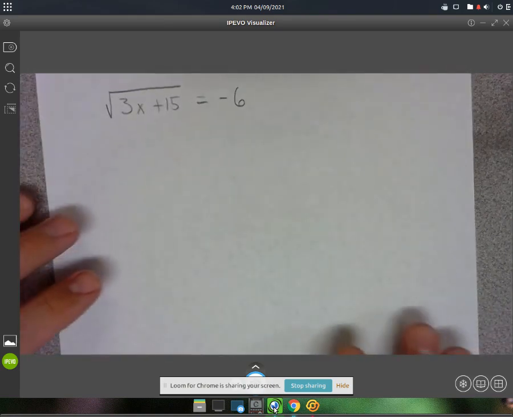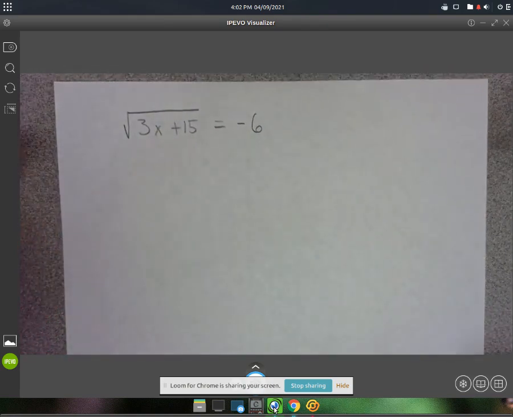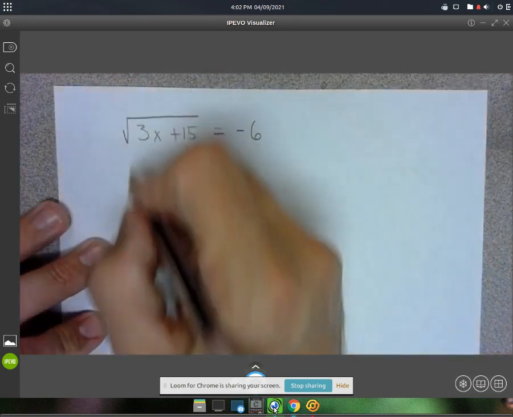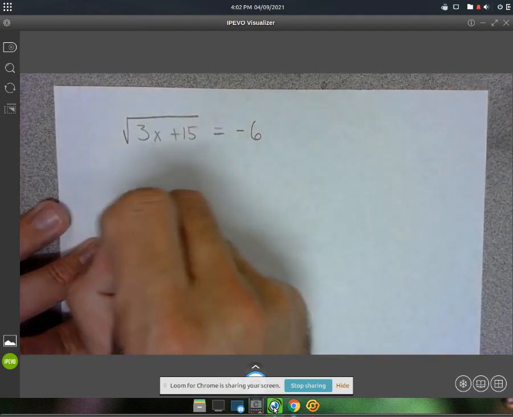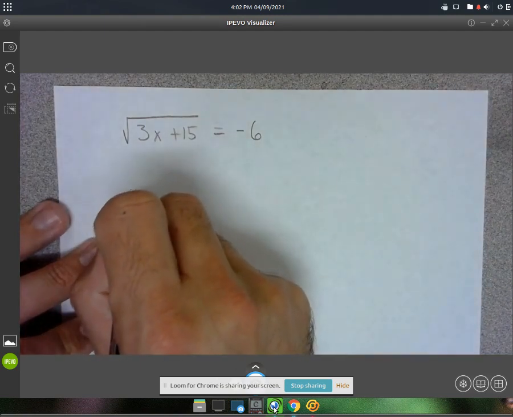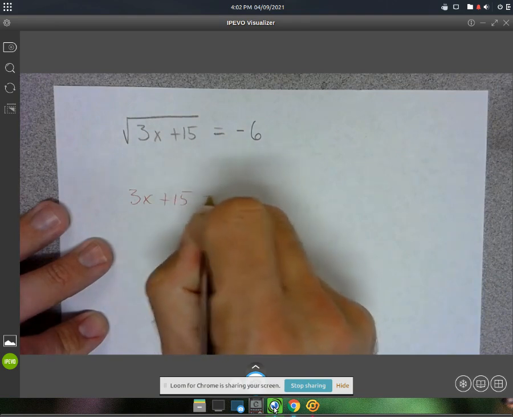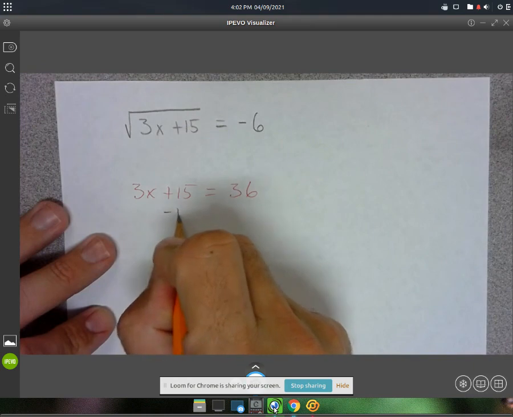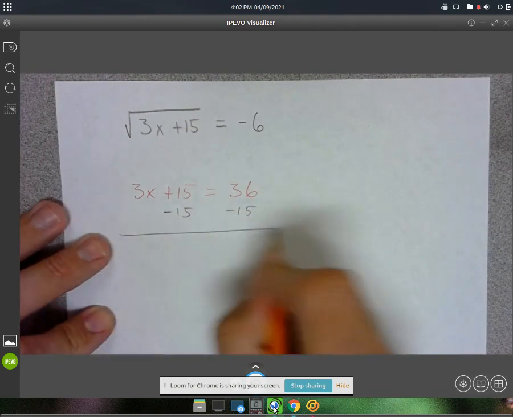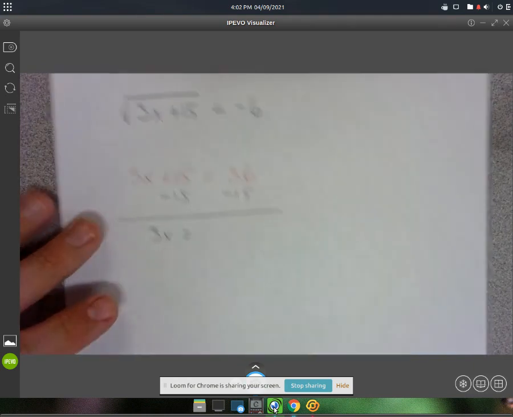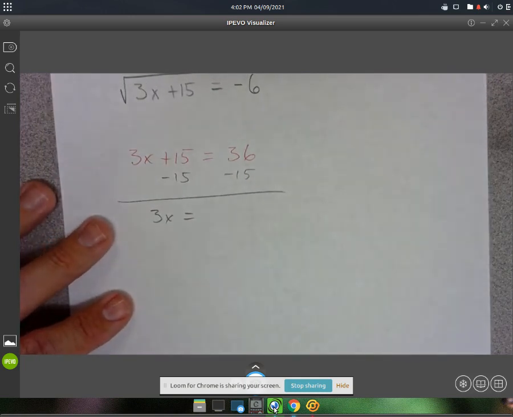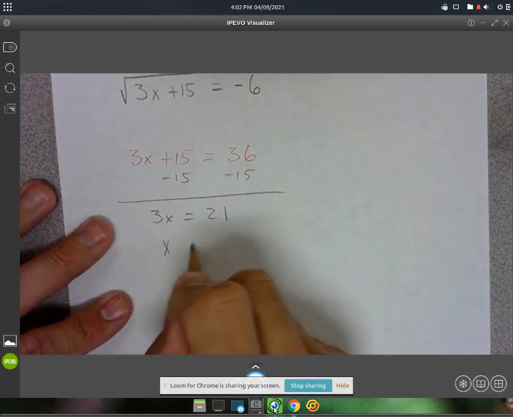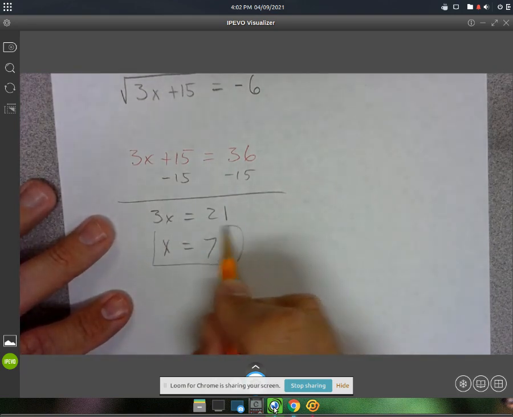This video anyway. All right, so you come up to an equation like this. You're like, oh, it's so easy. I'm just going to go ahead and square both sides. So if I square both sides, this is going to give me 3x plus 15 is equal to 36. And you say, oh, that was so easy. I'm just going to minus 15 from both sides. And I get 3x is equal to 21. So that means that x must equal 7, right?